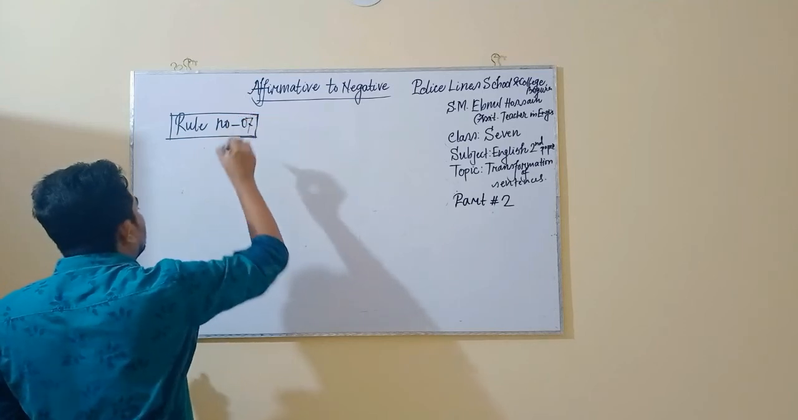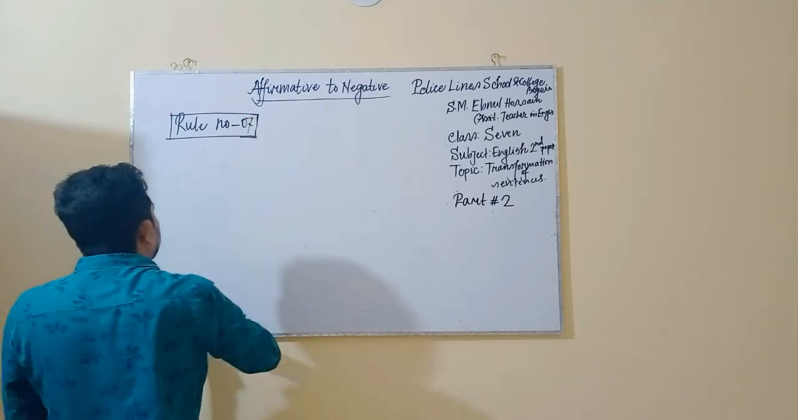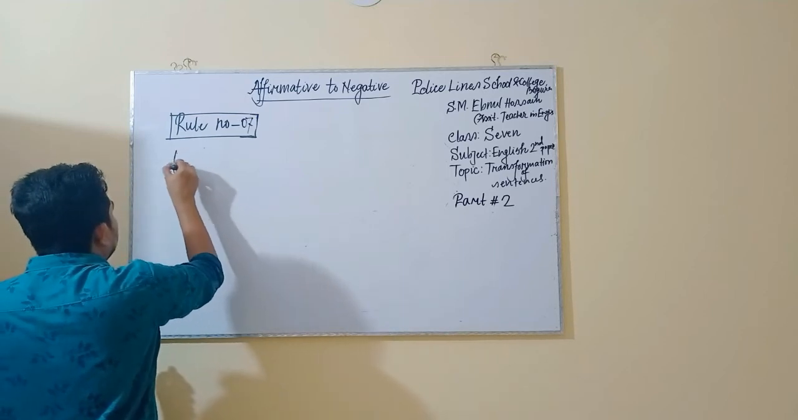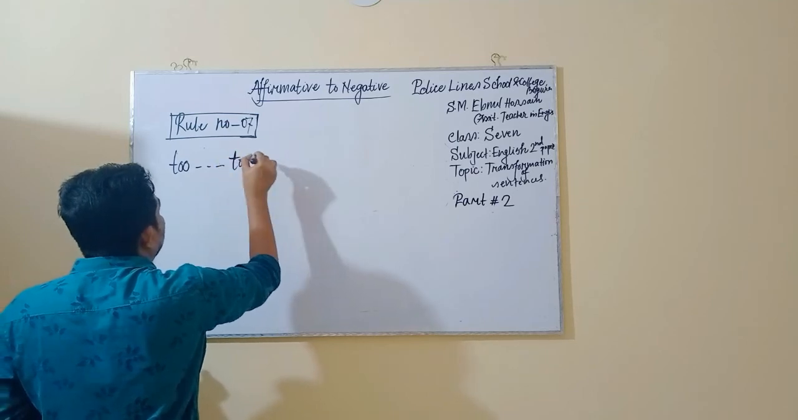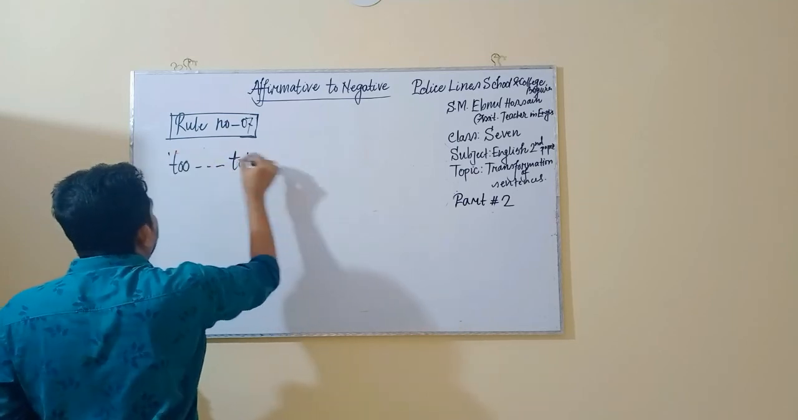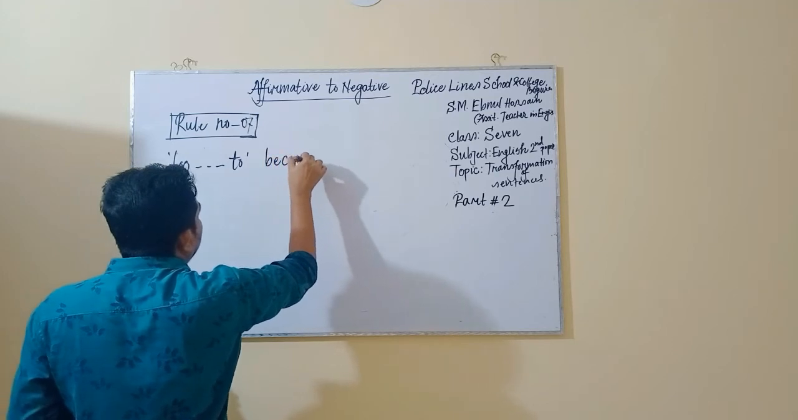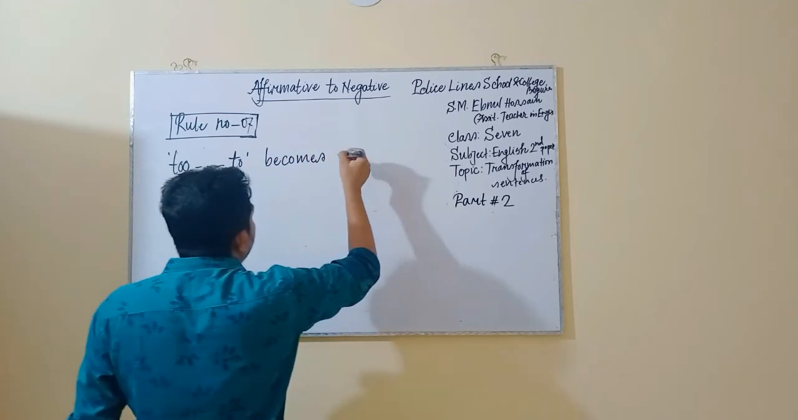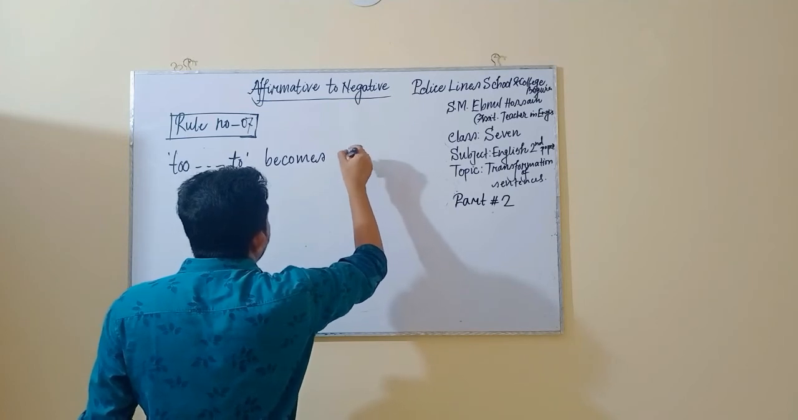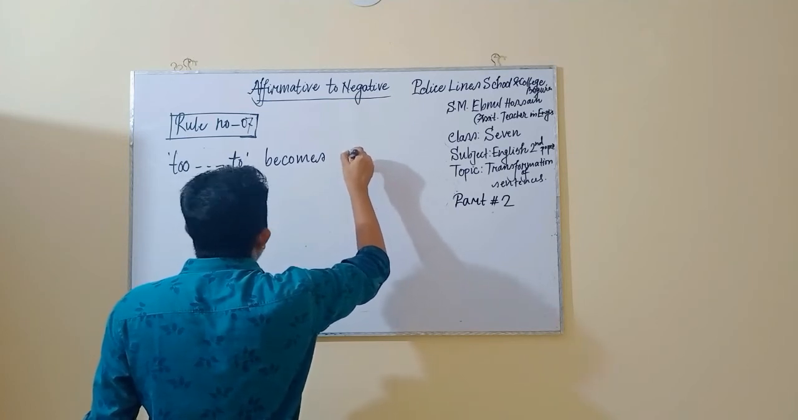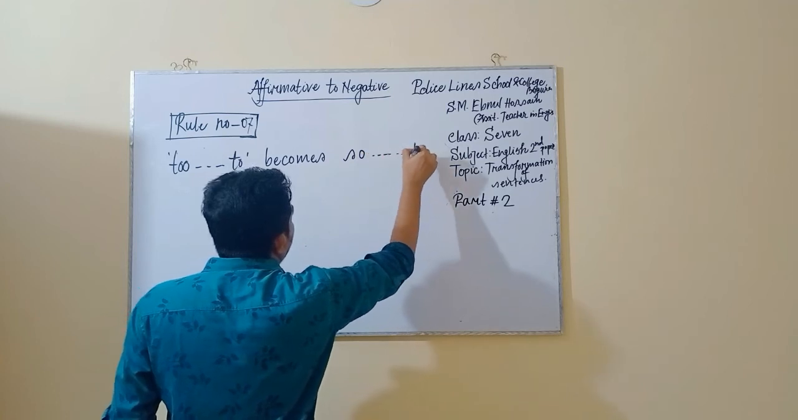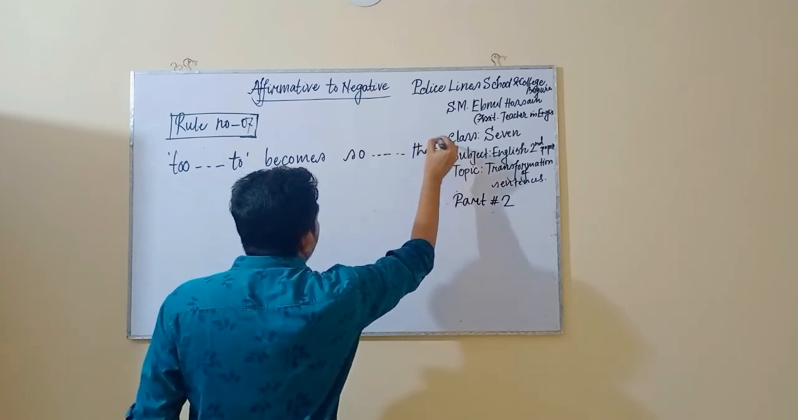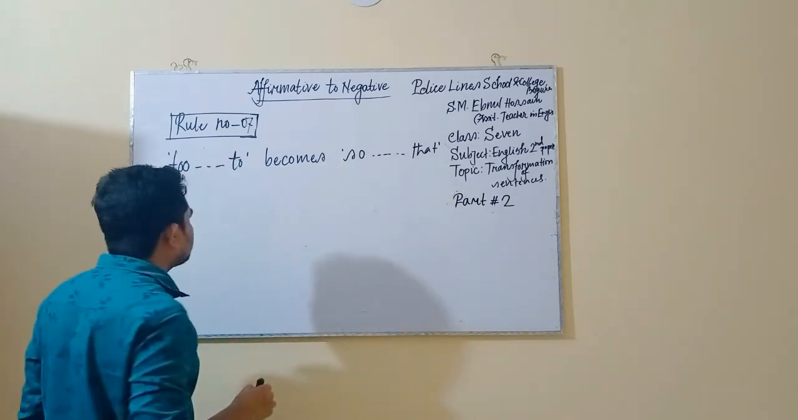Rule number 7. Too ... to becomes so ... that.